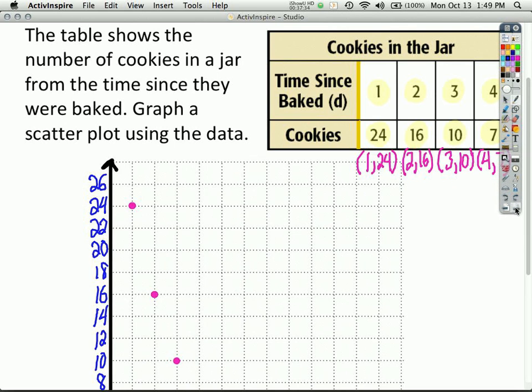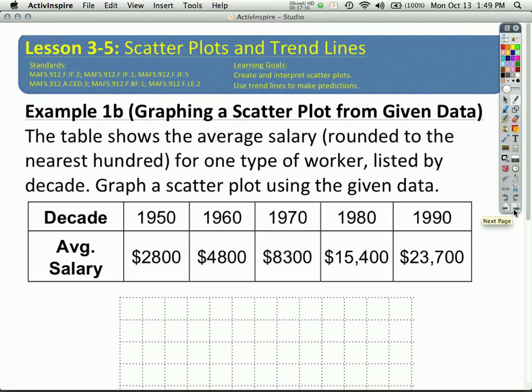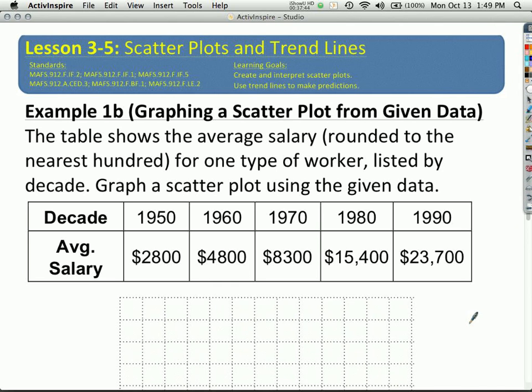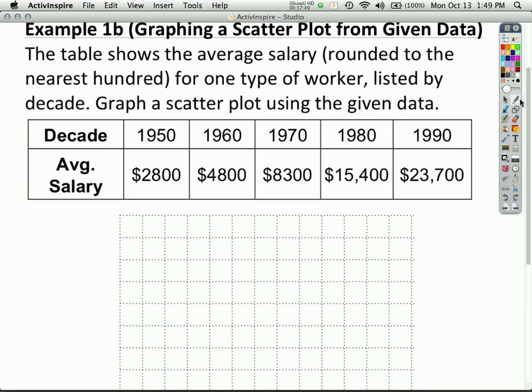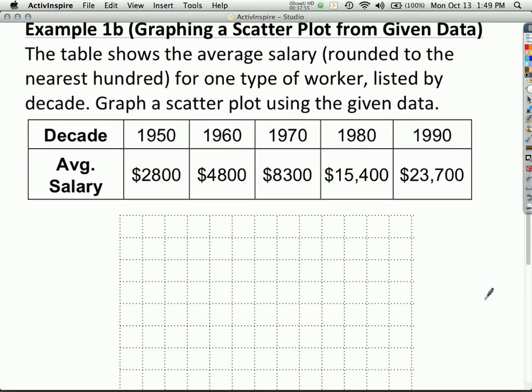All right, so let's see another to make sure we've got the idea of scatter plot down. Part B of example 1, you don't have to copy the text of the question, but again, you need to read it. But you do need the table of data. In this question, we're going to explore what has happened to a particular job and its salary over 5 decades.